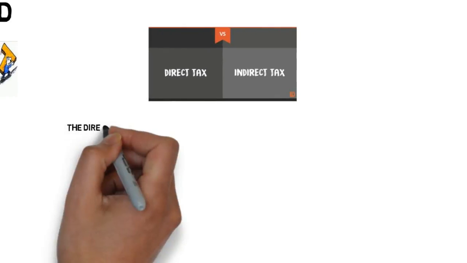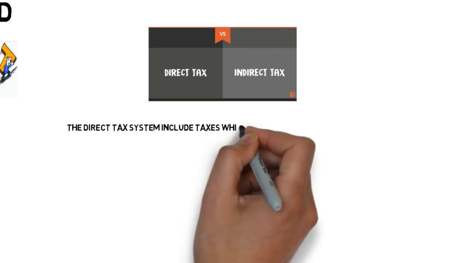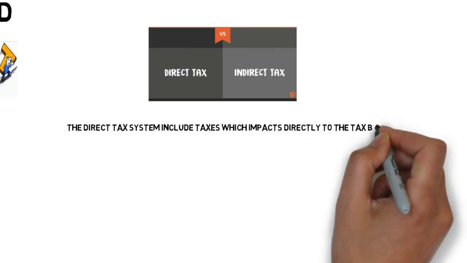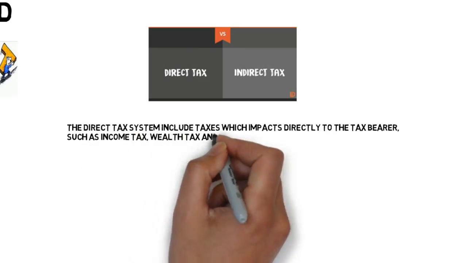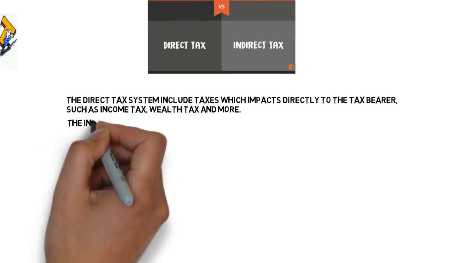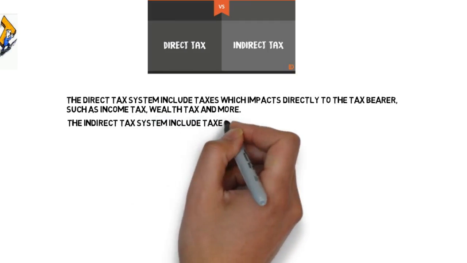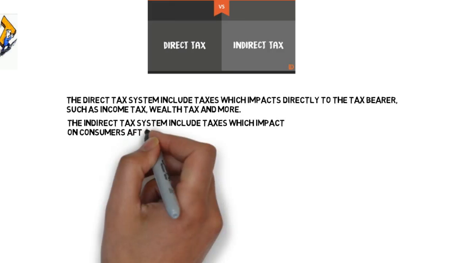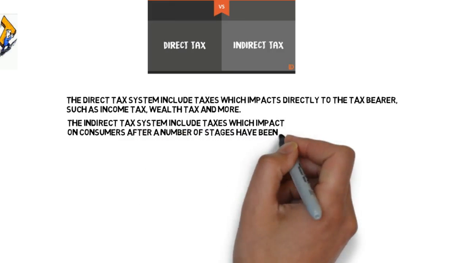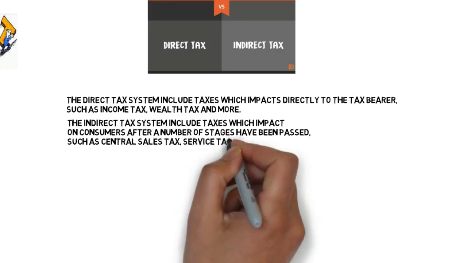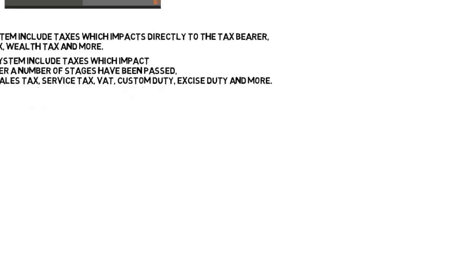Direct tax directly impact the taxpayer, such as income tax levied directly on the taxpayer, and wealth tax, which is just like a property tax scrapped after 2015. Indirect tax system includes taxes which impact the consumer after a number of stages, such as service tax, VAT, custom duty, excise duty, and more.